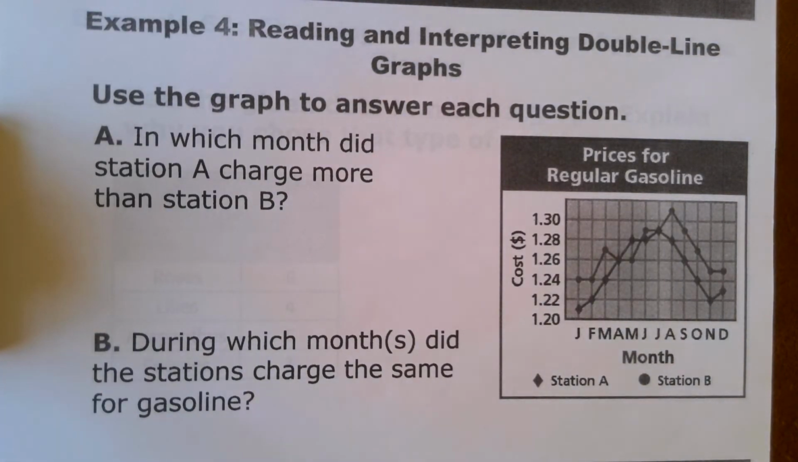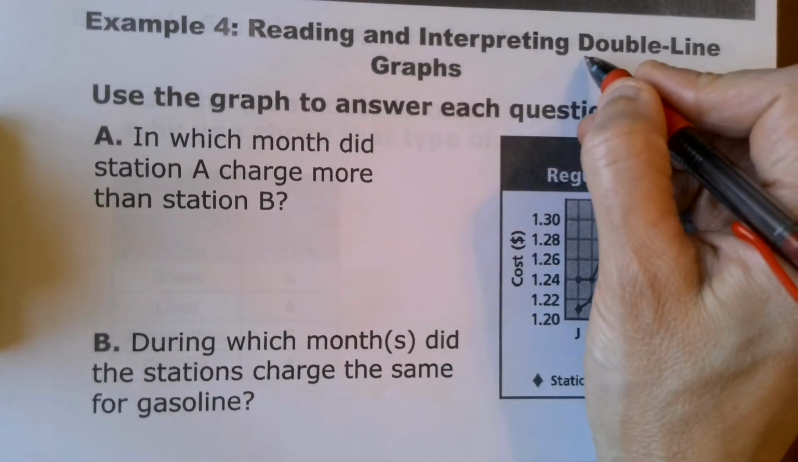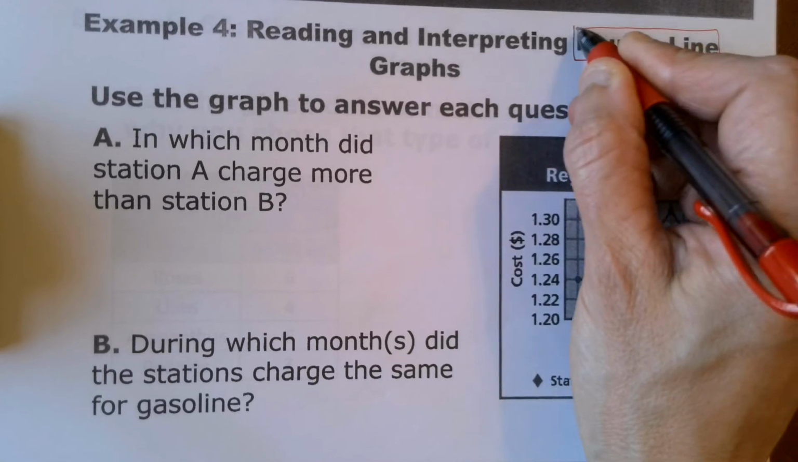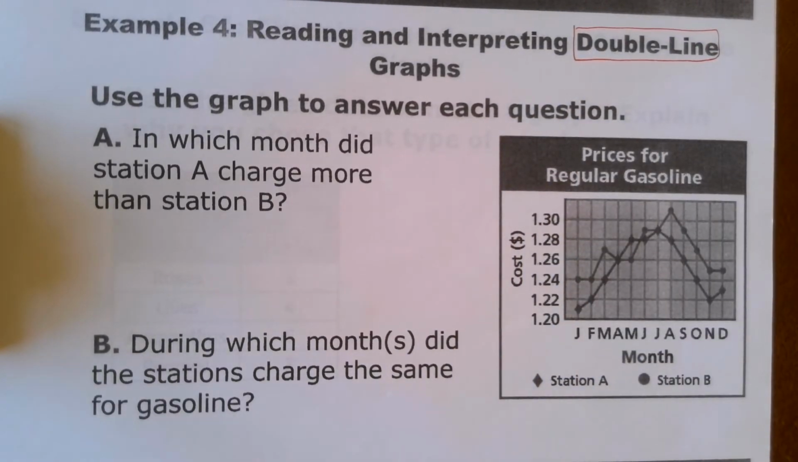So here we have, what kind of graph, guys? This is a double line graph. And if you notice, I didn't really point this out, but the titles are always up here, and actually I would suggest you go back and highlight those so you remember the names. And again, since it's a double one, you need to have a key, and here it is. The diamonds are station A and the circles are station B.